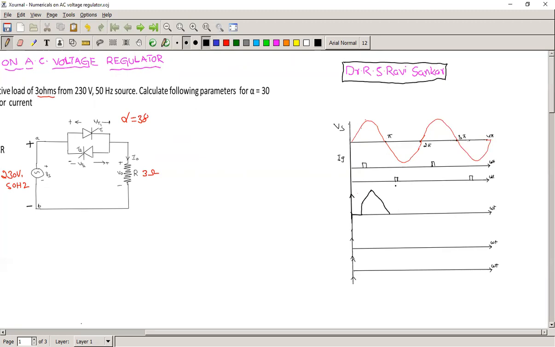Again, from pi to pi plus alpha, no device is conducting in the circuit, so the voltage is 0. At pi plus alpha, we give the triggering voltage to T2. Previously this was plus and this was minus. Now, in the negative cycle, this is plus and this is minus, so the current passes in this manner. During the positive cycle, the current passes through T1.